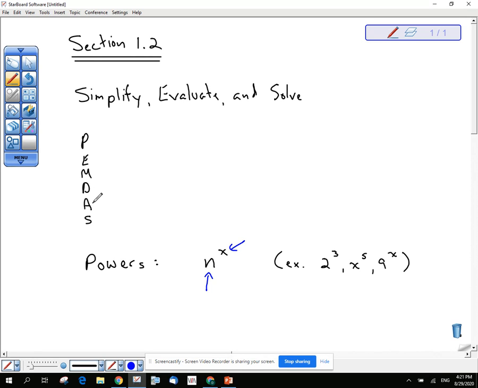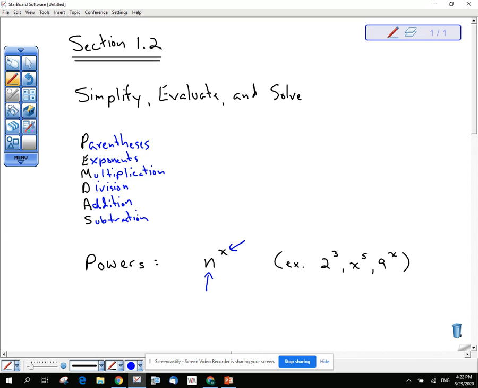Anyway, we remember it that way because what we need to know mathematically is that the P stands for parentheses. Please excuse my spelling if I didn't get parentheses right. The E is exponents. The M is multiplication. D, of course, is division. A is addition. And S is subtraction.